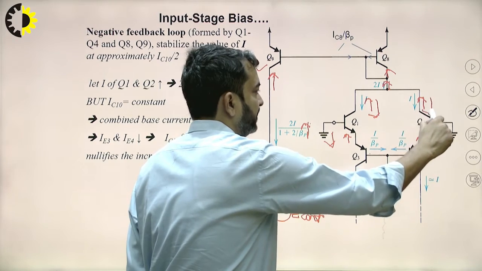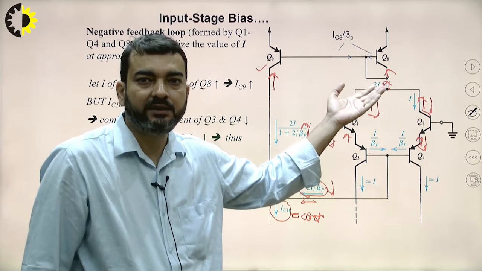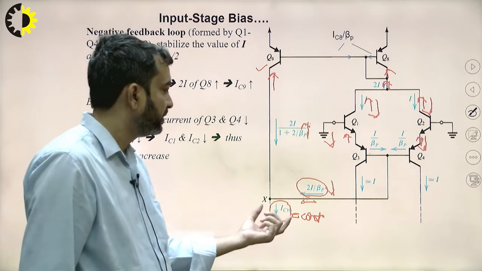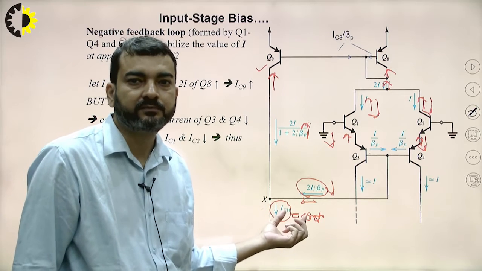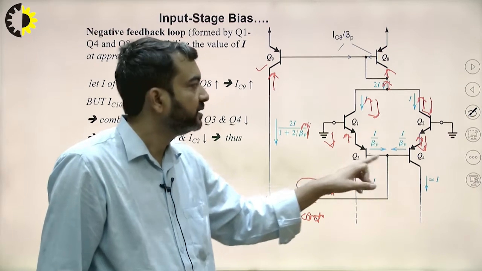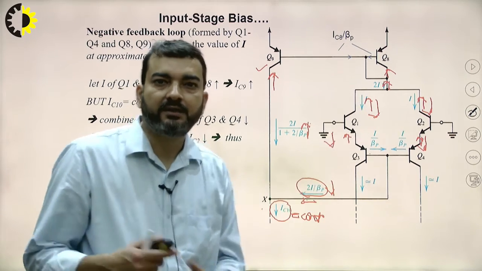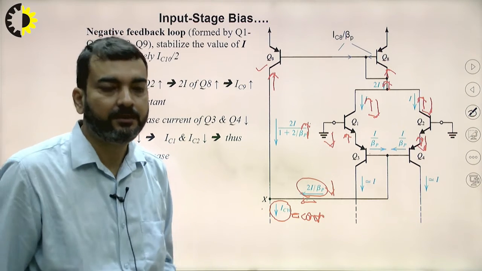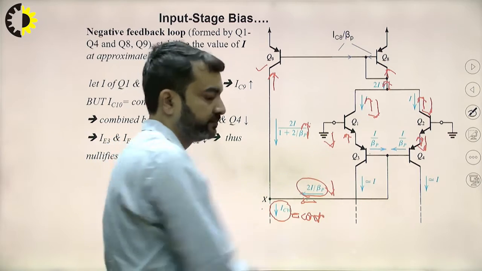So here if we see, the increase in current 2I is compensated by this constant collector current of transistor Q10. Because of the decrease of base current, the increment of collector current is counterbalanced. So this is the negative feedback action performed by this loop.